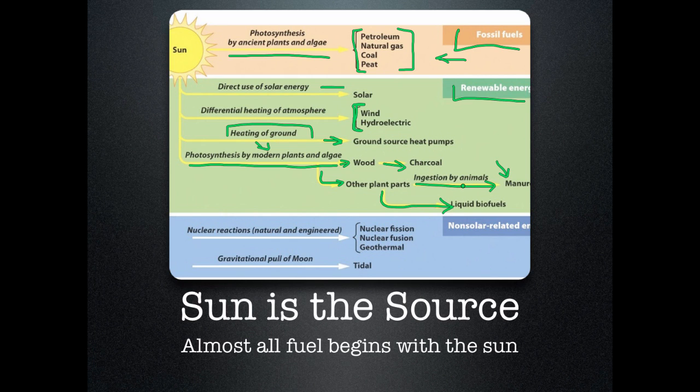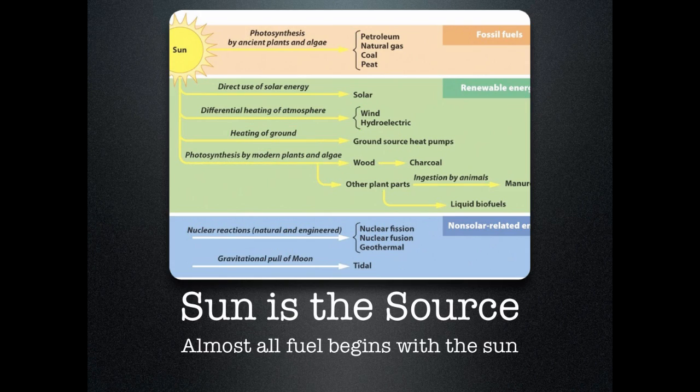The only types of energy that we use that are not derived from the sun is nuclear and tidal. So except for these two right here, recognize that somehow, some way, all energy originally comes from the sun.